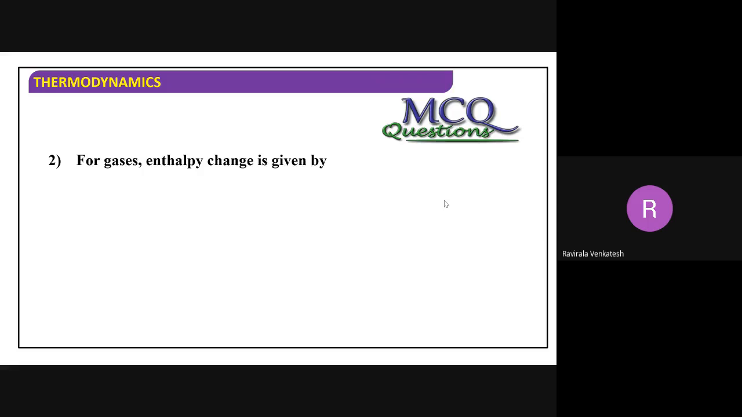For gases, enthalpy change is given by... For gases, what formula can we take?